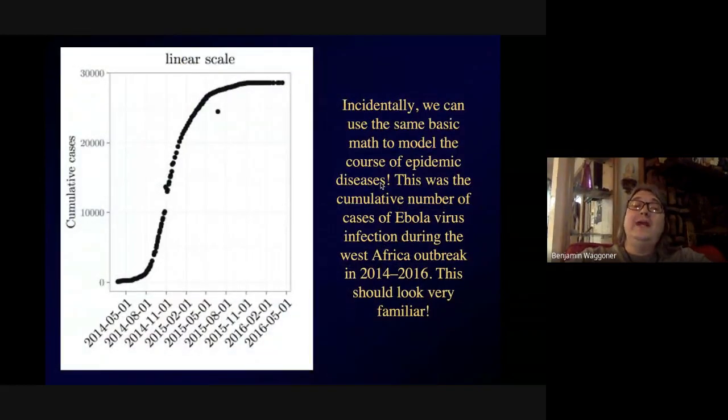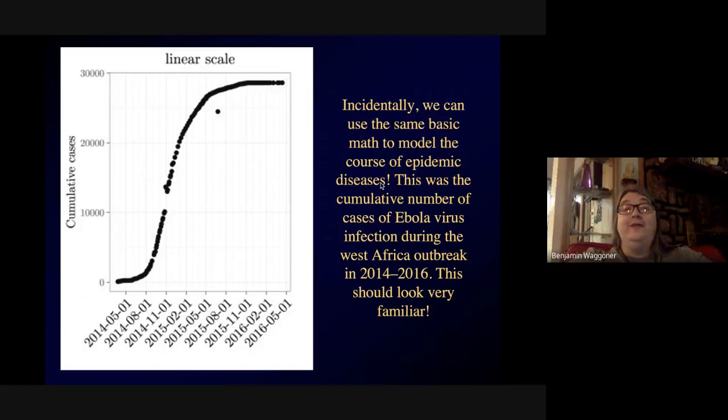The other reason is that the same basic math can be used to model the course of epidemics. That's some data from the US Center for Disease Control showing the cumulative number of cases. Right, it's not showing people getting sick, it's including people who had it and then got better. The total number of cases of Ebola virus between 2014 and 2016 also followed a logistic curve, logistic equation, and you can see it makes a sigmoid curve. That ought to look really familiar right there.